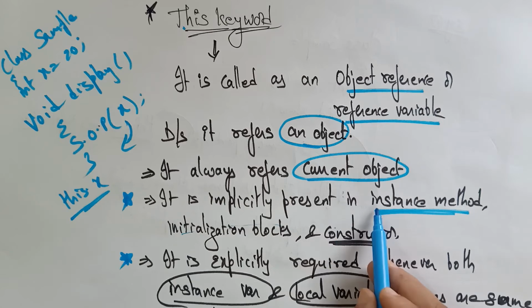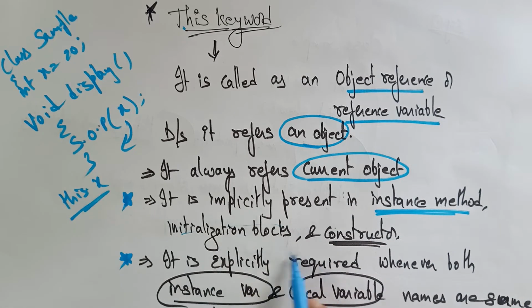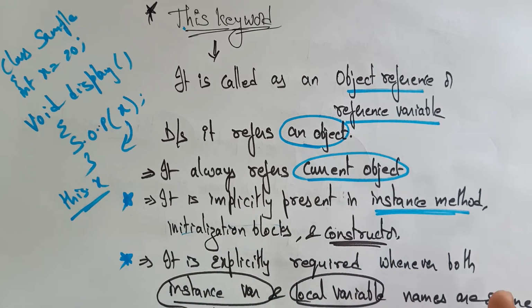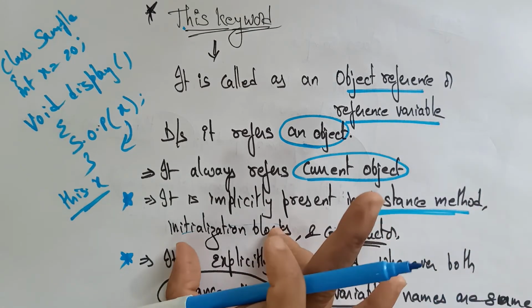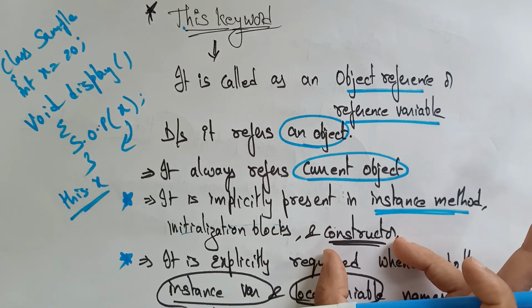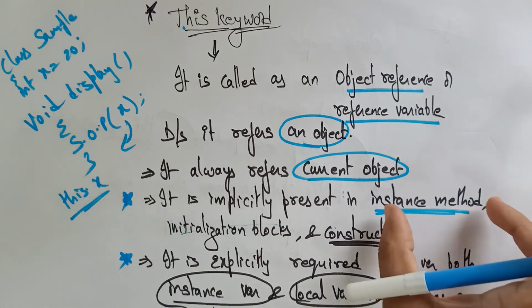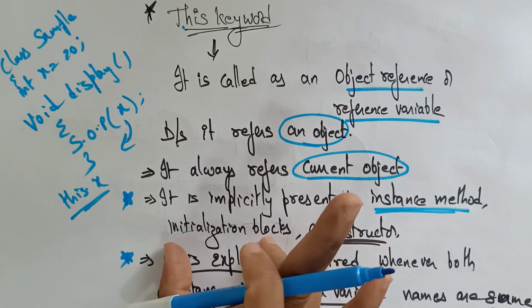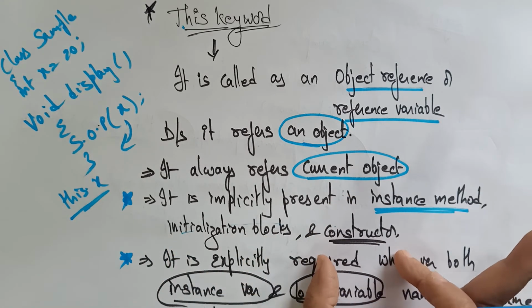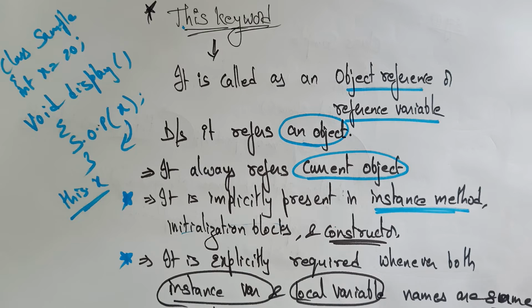So it is implicitly present in instance methods, initialization blocks and constructors. Just remember these terms: instance method, initialization blocks and constructors, where this is implicitly present. I'll explain about the constructor in the next video, so don't get confused here. You need not mention the this keyword while working on an instance method, initialization block or constructor. It is implicitly present; the compiler will treat it as an object reference.